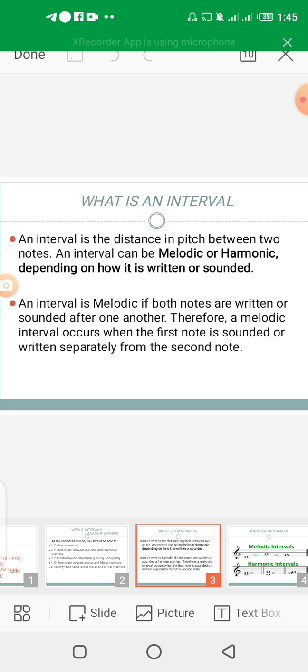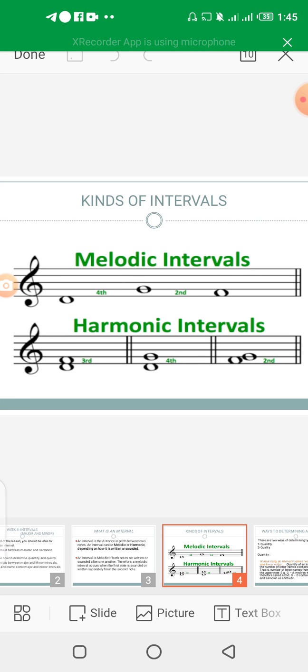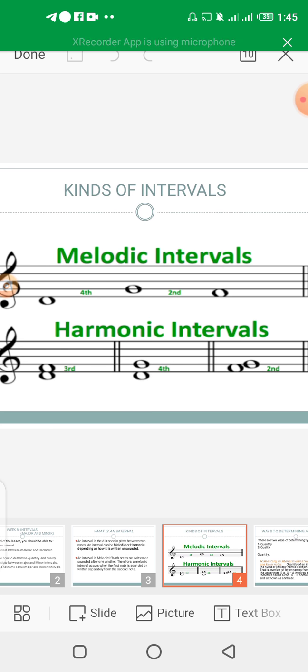So if they are written in a line, it's a melodic interval. But if the notes are written upwards, it is a harmonic interval. Okay, let's see a good example of that. Now I want you to look closely at this. Now look at the melodic interval.